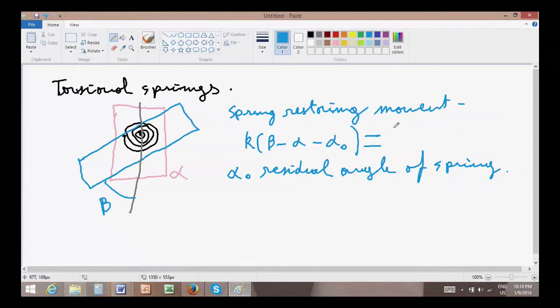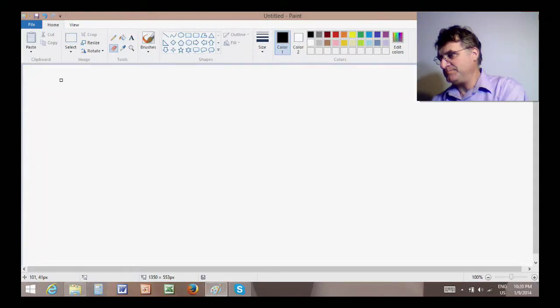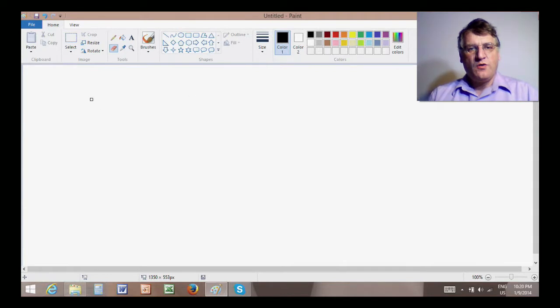And as I said, this is equal to the moment generated by the spring. We now can talk about masses and inertias.